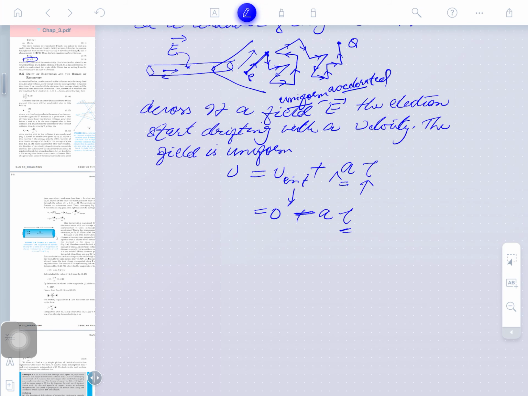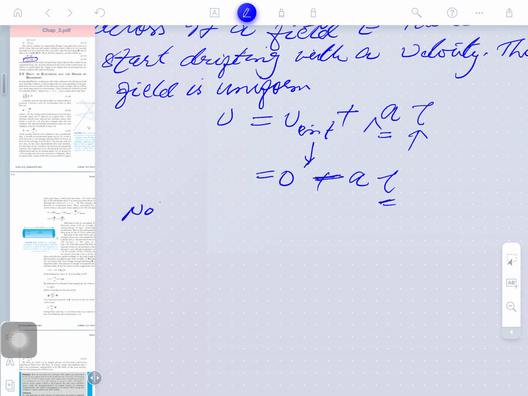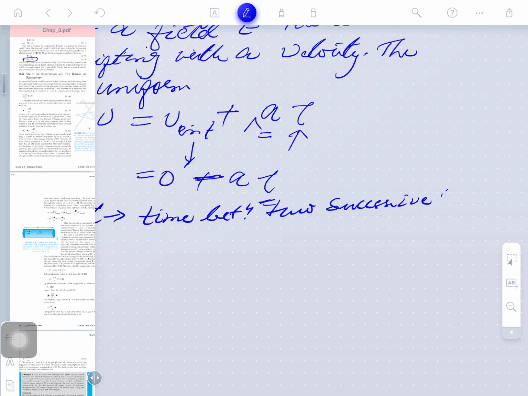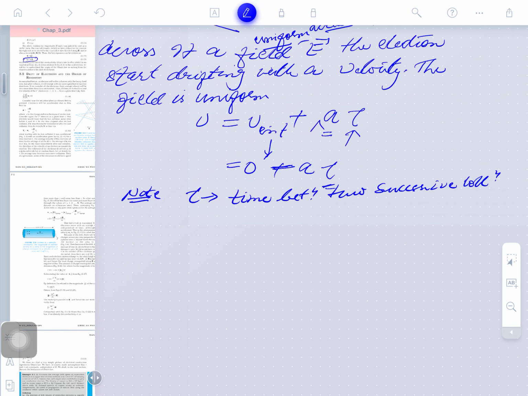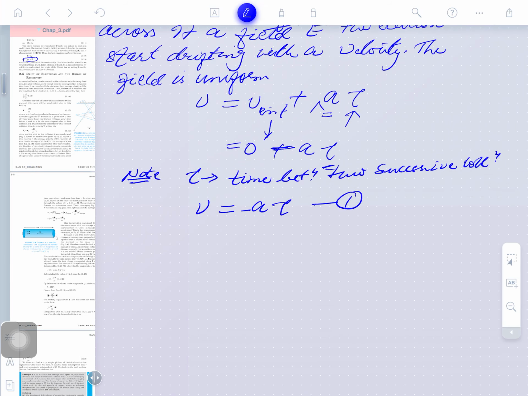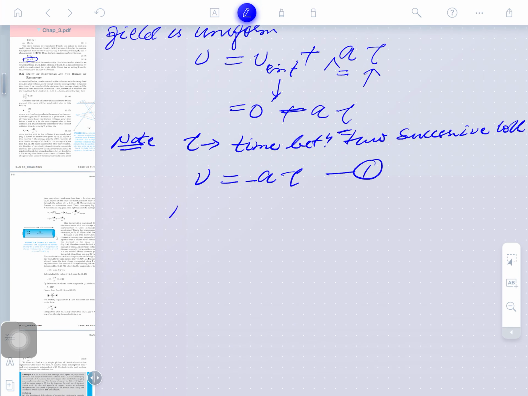You may note this down as a note point: it is the time between two successive collisions. Clear, guys? So the final velocity can be written as acceleration into tau, with a negative sign. The negative sign is due to the opposite direction.